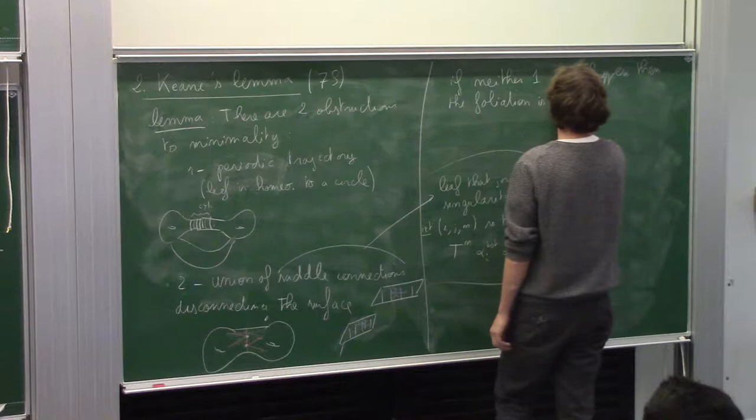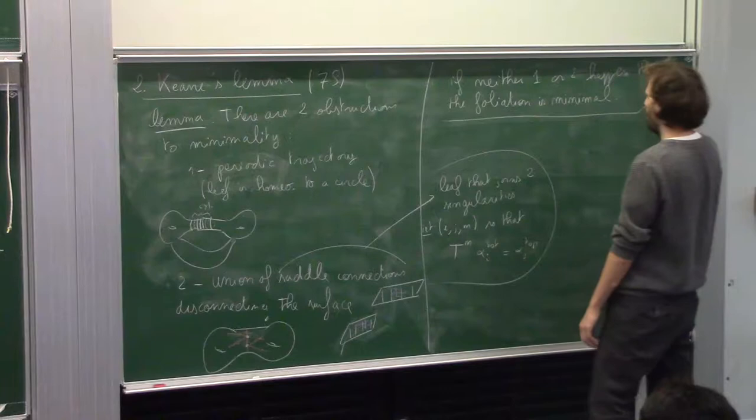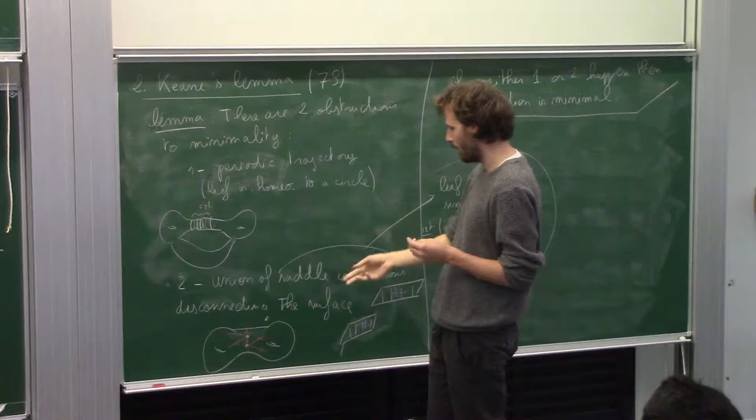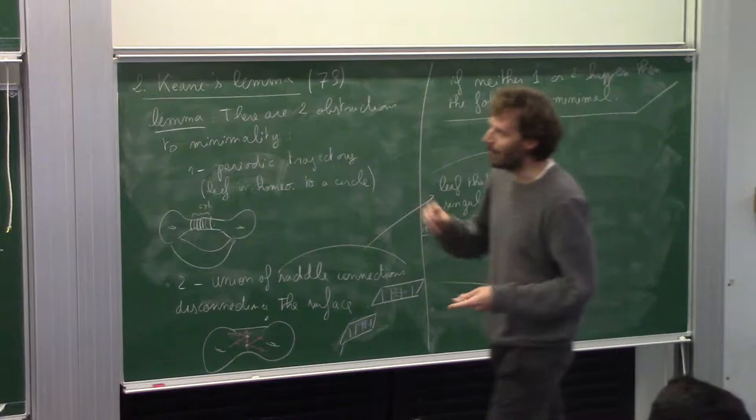So we still have infinitely many things to check, because we have to look at all trajectories and see whether there are some periodic ones or some saddle connections in there. But it's much better. You will see why.